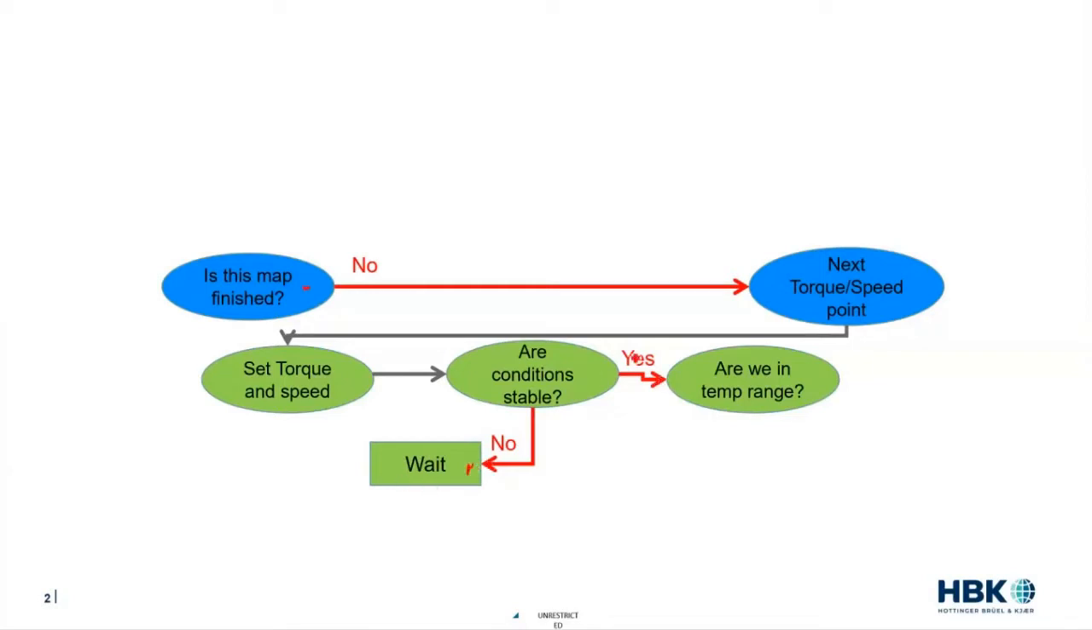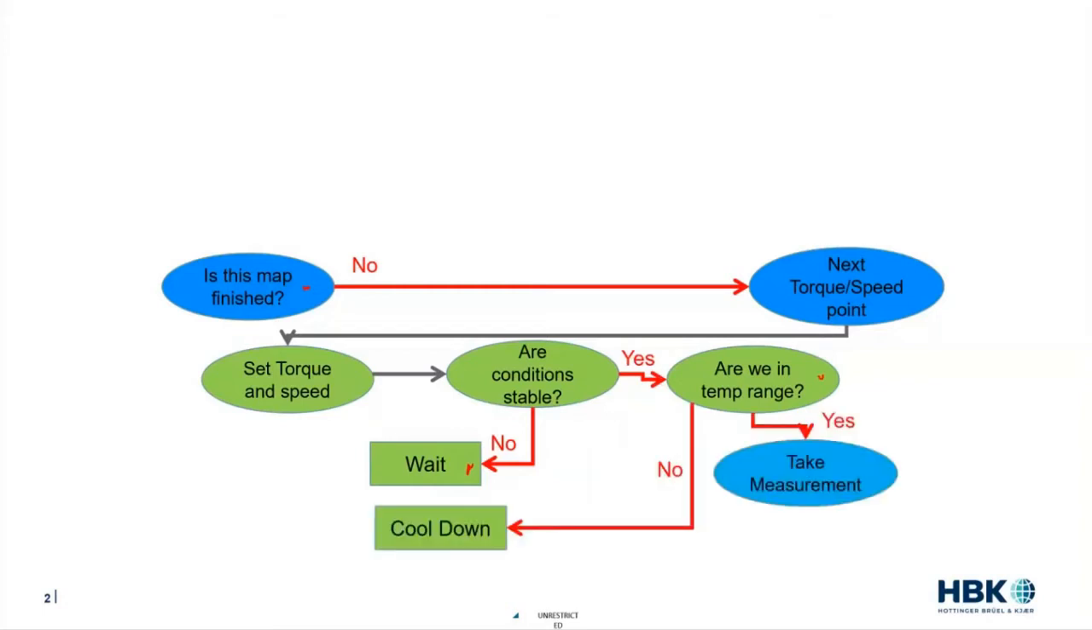If we are at a stable condition, we need to ask ourselves, are we in the temperature range that we want to test for? So again, we're waiting for that temperature to settle because machines are heating up while they're settling. Machines need to be cooled down. Next step, if we're not in the temperature range, we need to cool down. If we are in the temperature range, we take a measurement.